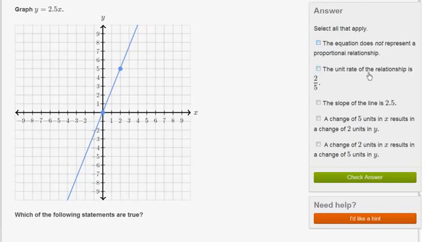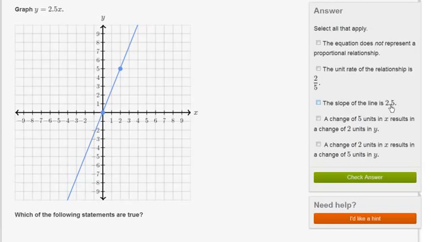The unit rate of the relationship is 2/5. So I'm assuming, this is a little ambiguous the way they stated it, I'm assuming they're saying the unit rate of change of y with respect to x. And the unit rate of change of y with respect to x is when x increases 1, y changed 2.5. So here they're saying when x changes by 1, y changes by 0.4. 2/5 is the same thing as 0.4. This should be 5 halves. 5 halves would be 2.5. So this isn't right as well.